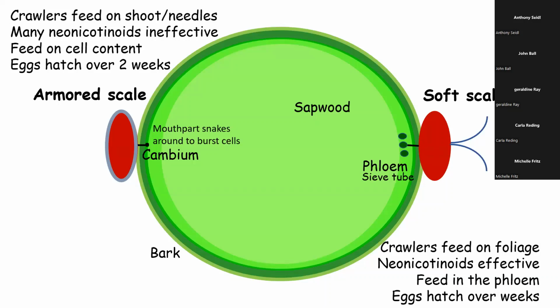The soft scales, you bet. Crawlers feed on the foliage, fairly easy to find. They feed in the phloem tissue. So yes, the neonics you put inside the tree, yep, they're going to easily kill them. Very effective. And since egg hatch is over weeks, this is a good way to do it.